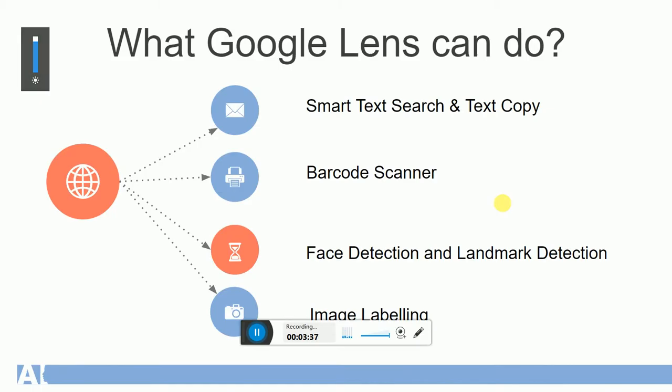The final one is image labeling: labeling the given image on the basis of different identifiers or tags it can assign to that image by identifying the information it detects. So these are some features which it can do.